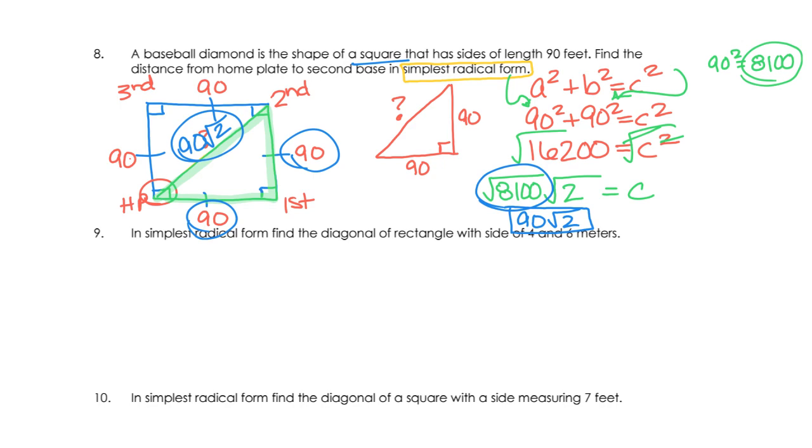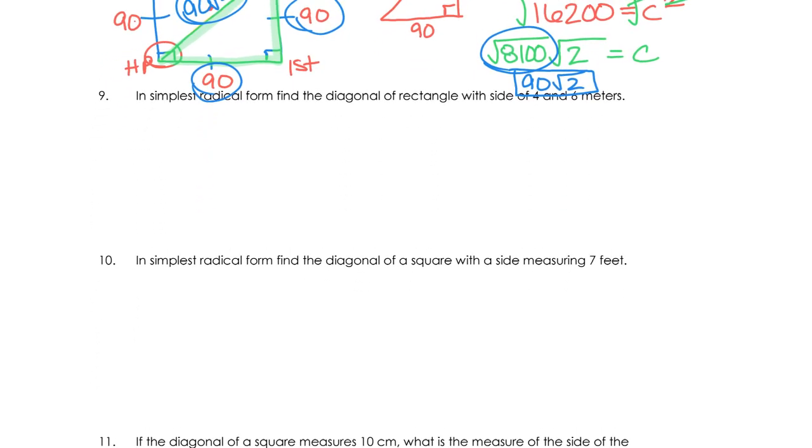Okay? All right, let's take a look at number 9. It says in simplest radical form, find the diagonal of a rectangle with sides of 4 and 6 meters. So this time we have a rectangle, so we cannot use our trick. Okay? But in our rectangle, we have sides of 4 and 6. So those 2 would be 4, these 2 would be 6, since opposite sides in a rectangle are equal.